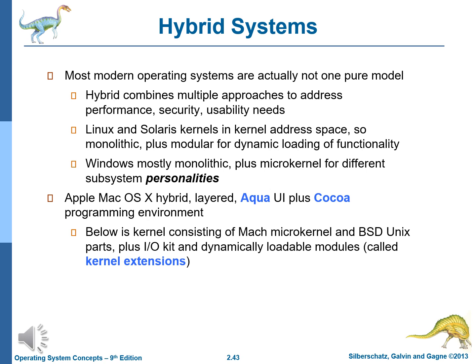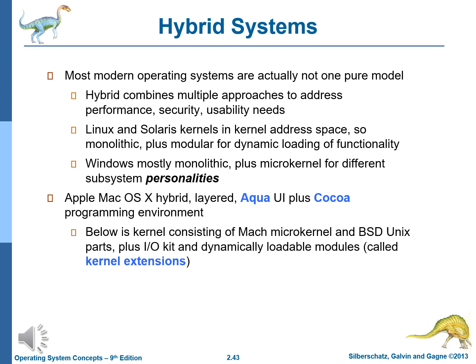The top layers include the Aqua user interface and a set of application environments and services. Notably, the Cocoa environment specifies an API for the Objective-C programming language, which is used for writing Mac OS X applications. Below these layers is the kernel environment, which consists primarily of the Mach microkernel and BSD Unix kernel. Mach provides memory management, support for remote procedure calls, RPCs, and interprocess communication facilities, including message passing and thread scheduling.